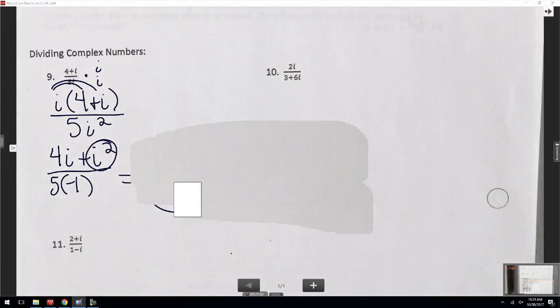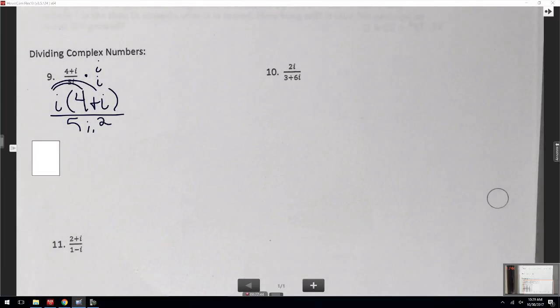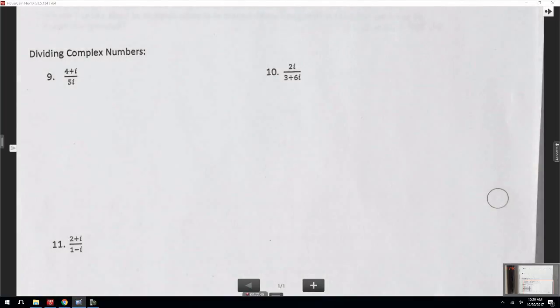Look at number 9. And look at number 10. What was in the bottom here? A monomial or a binomial or a trinomial? Monomial. What's in the bottom here? Binomial. Okay, so this guy's a little different. So, we had to multiply by the conjugate. Do you remember what that was?